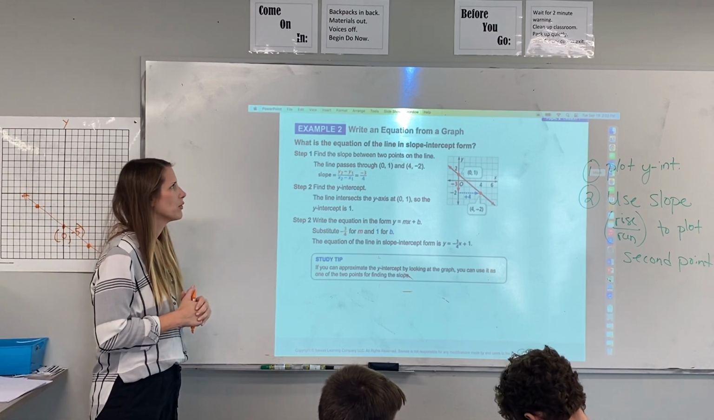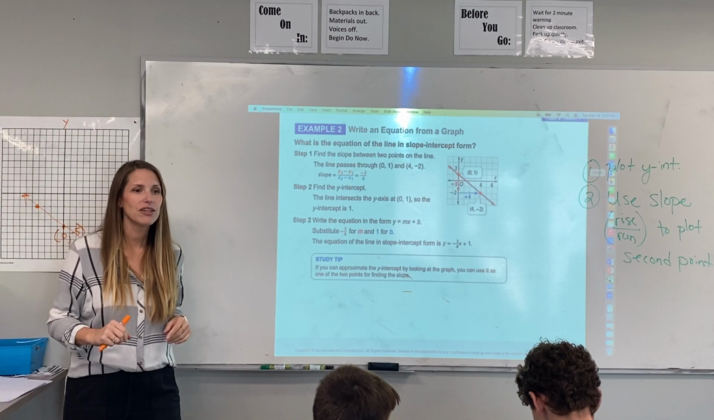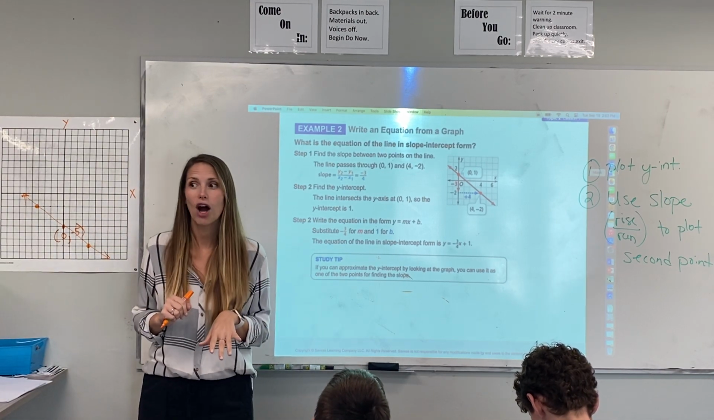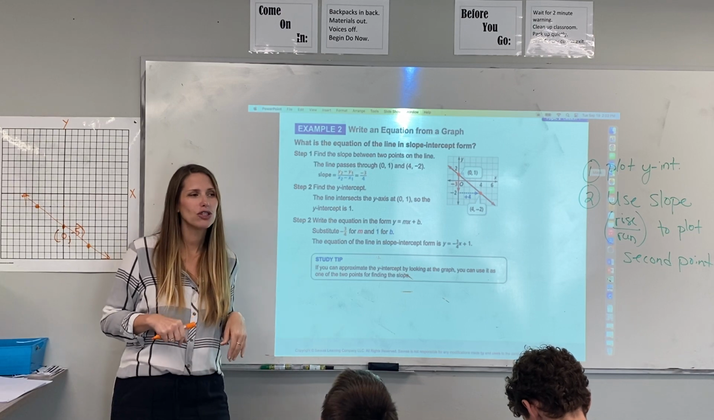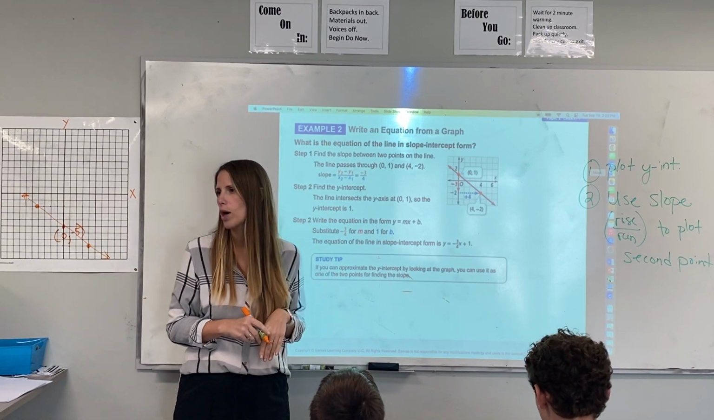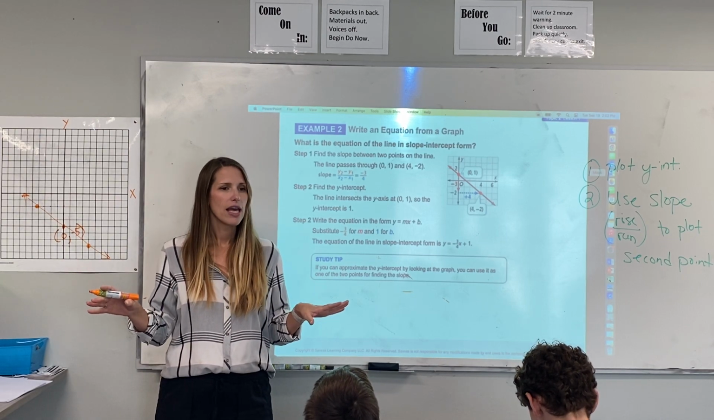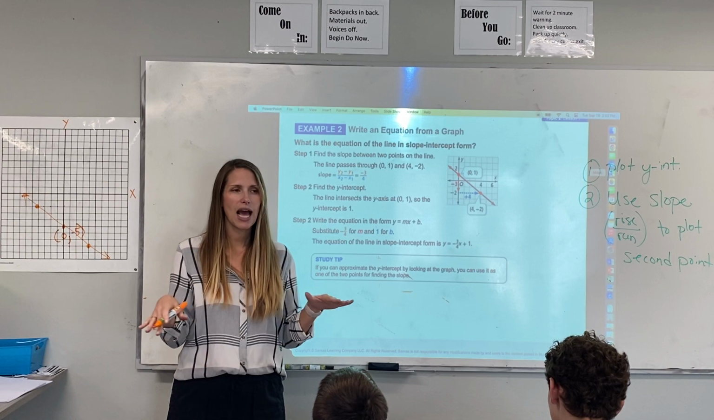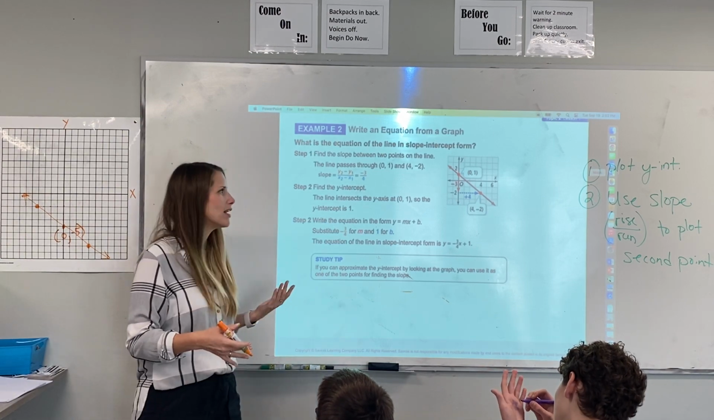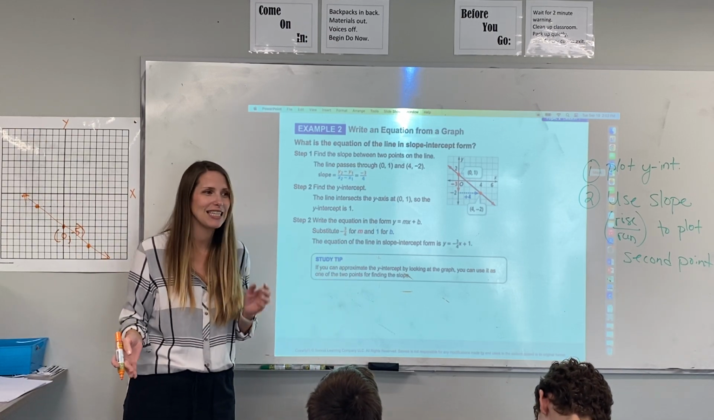So example 2, it's going to give you the opposite. Instead of giving you the equation of the line, and then you get to draw the line, it's going to draw a line for you, and then say, what's the equation? It's just doing the exact same thing, but backwards, okay? Guess what? When you get it this way, you get a picture. It's really easy.